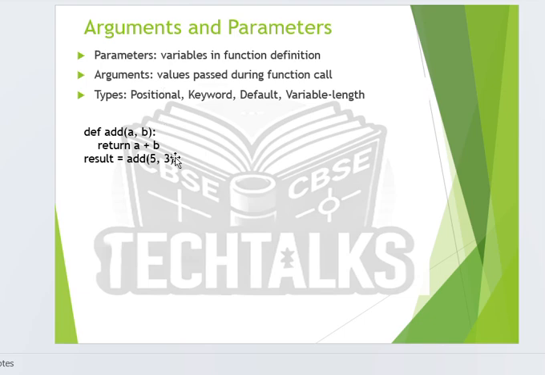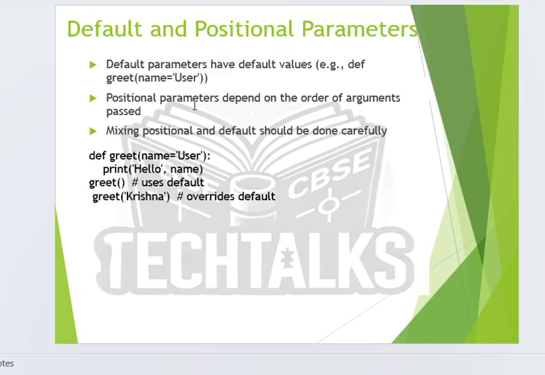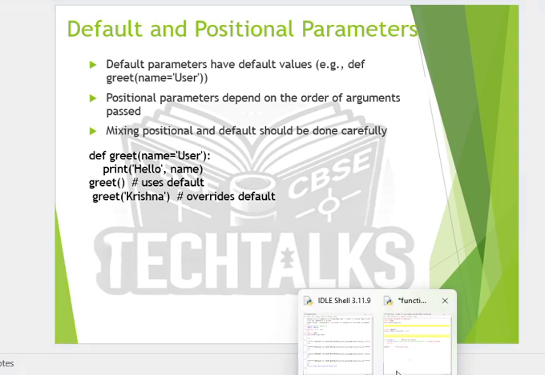Now, after this we have types of arguments or parameters. I think this is clear. How it will go, I will be explaining in the next slide. But A and B are parameters, 5 and 3 are arguments, or 5 and 3 are actual parameters, and A and B are formal parameters. Now, default and positional parameters. Which are default and which are positional parameters? Before this, I will explain with the help of an example. Let's move with the example.